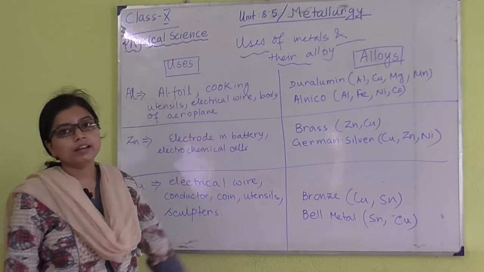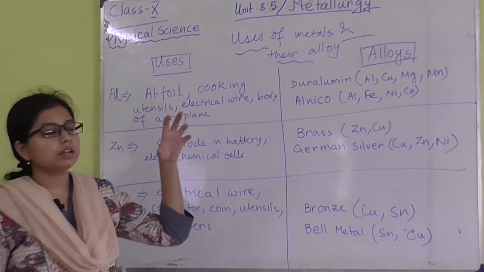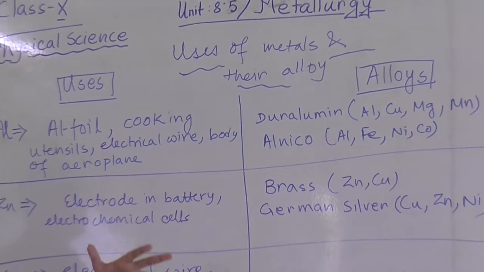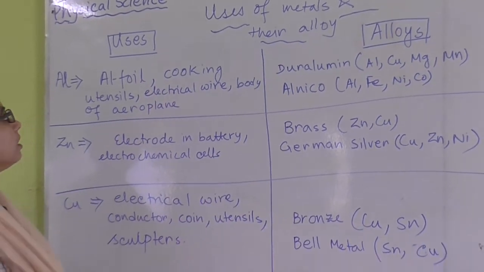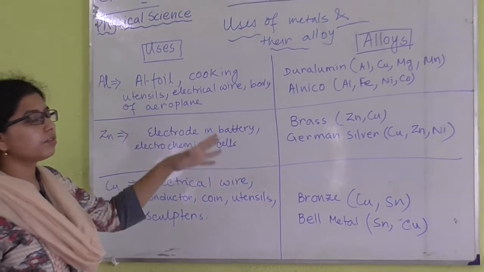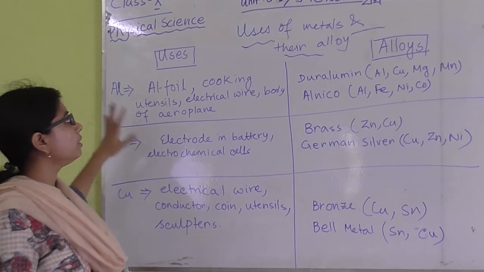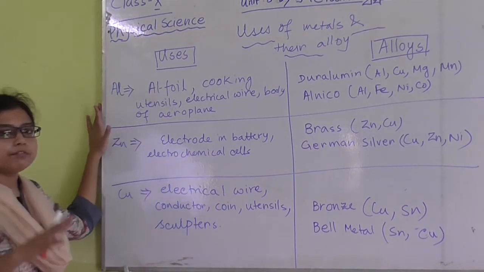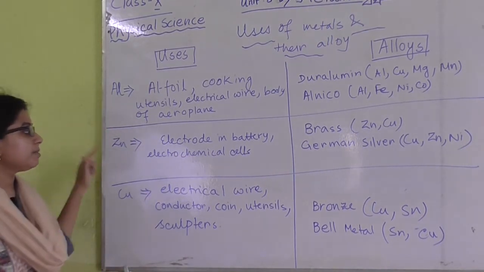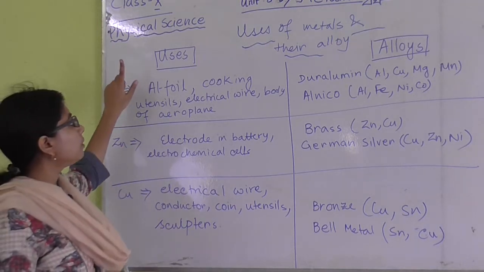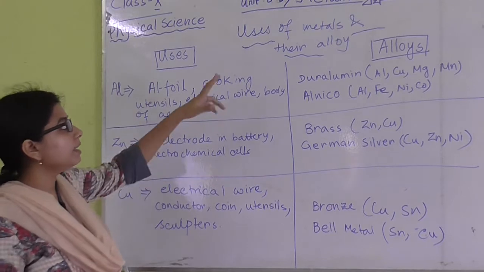Of some metals and their alloys. Actually this portion was at the beginning of your chapter, but I am doing this at the end of the chapter. You have to just read them from your book and memorize them, and you have to write them obviously in your exam. So we have 4 metals actually: aluminium, zinc, copper, and number 4 is iron. So we have to read their uses and alloys.